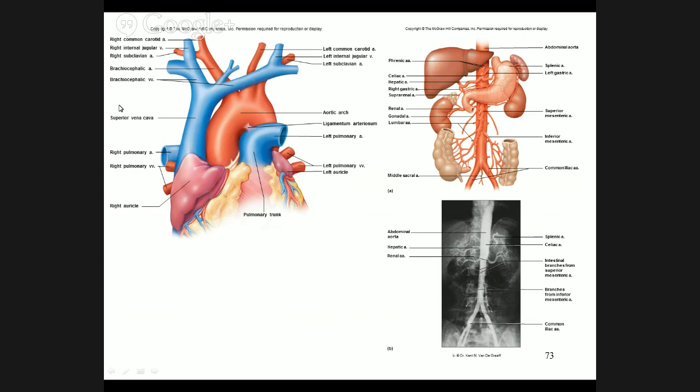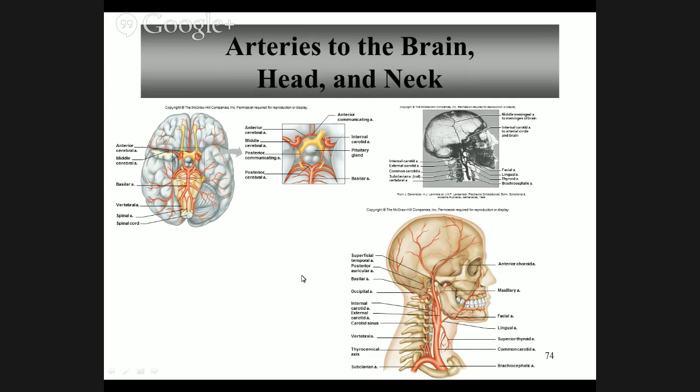And some other pictures. These are arteries with the veins, some of the veins, common carotid, internal jugular overlapping. And here's a section on the abdominal aorta, and it's branching off. Superior mesenteric, inferior mesenteric. And here's an X-ray showing what it looks like. And then we have the arteries of the brain, head, and neck. And this portion here is called the circle of Willis.